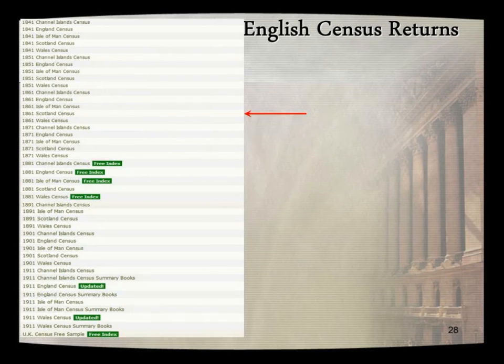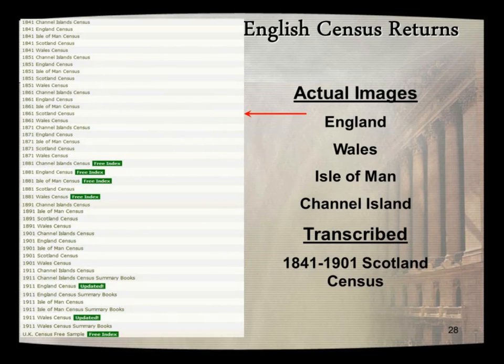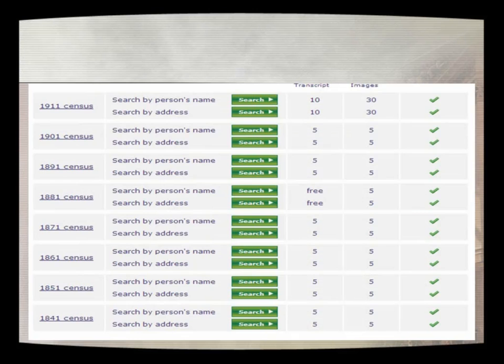Now the English census returns. Actual images for England are available online and in Ancestry, of course, and there are a number of free indexes available throughout. And they only have the transcribed Scotland census images. Find My Past has a 1911 census, and I know that Ancestry now has it. And this is available in the Family History Centers and the Family History Library, available for free.